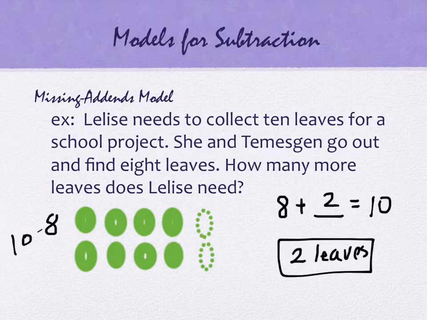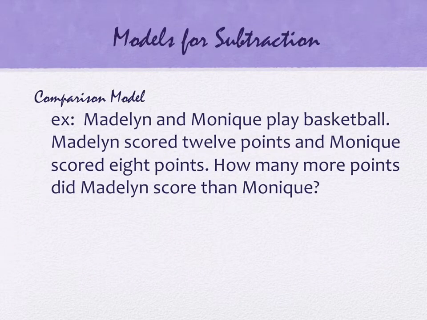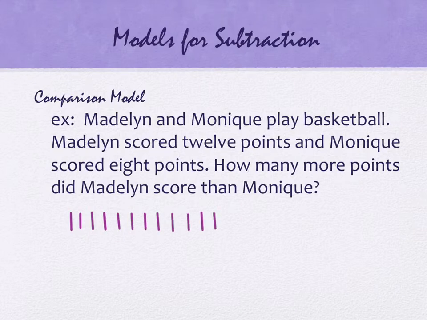Next one, comparison. Madeline and Monique play basketball. Madeline scored 12 points and Monique scored 8 points. How many more points did Madeline score than Monique? All right, so in this picture, I'm going to draw my points as tally marks. That's how I'm going to choose to draw them. And so I'm going to have Madeline with 12 points.